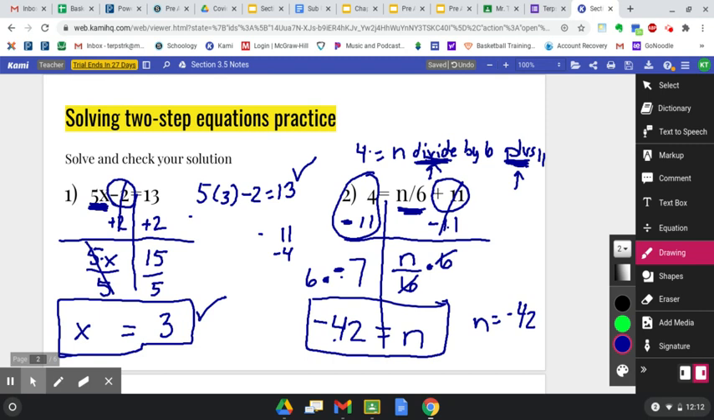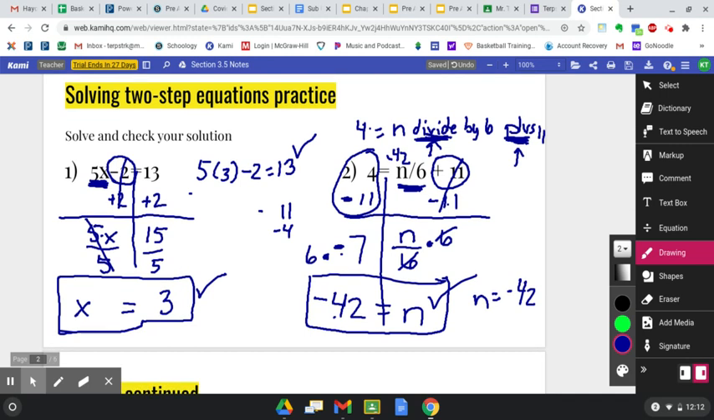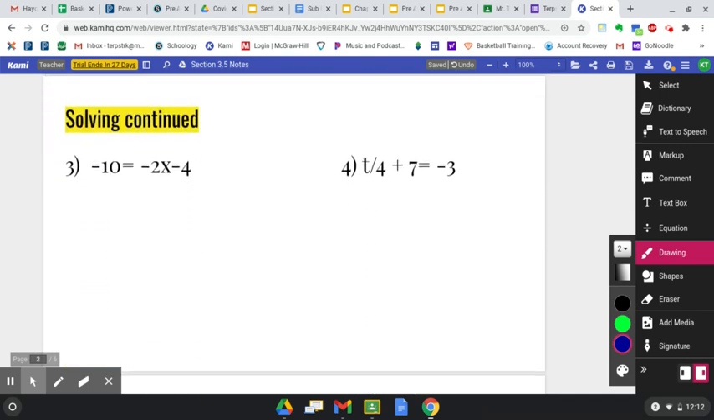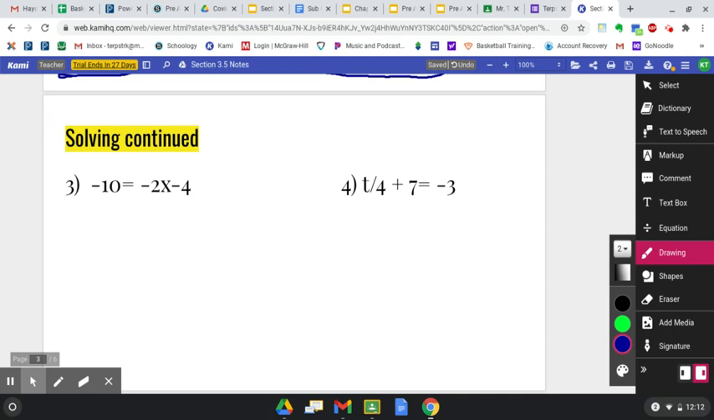So, quick check of that. I'm going to type in negative 42 here. Negative 42 divided by 6 is negative 7. Negative 7 plus 11 is 4. So that checks out. That is my solution. All right, I'd like you to take a minute and solve number 3 and 4. So pause the video here, and we'll come back and check in just a minute.